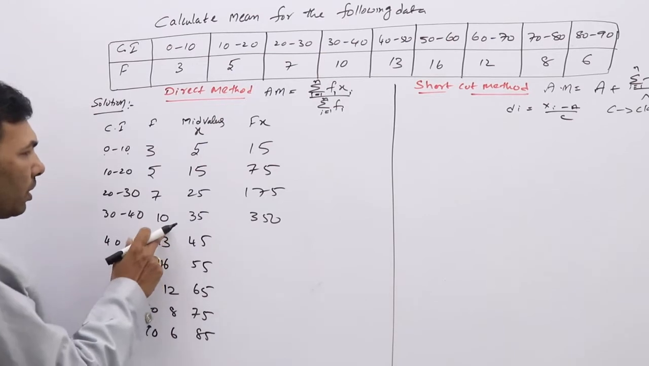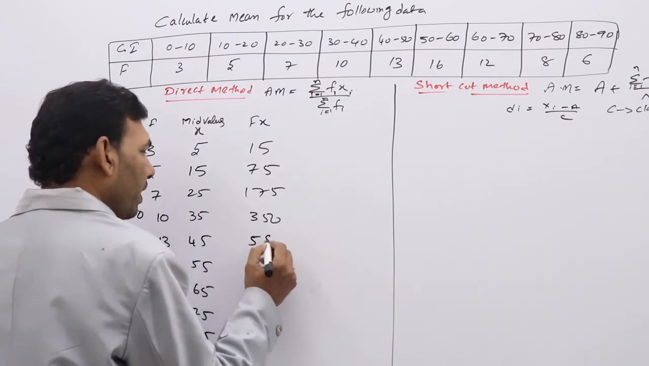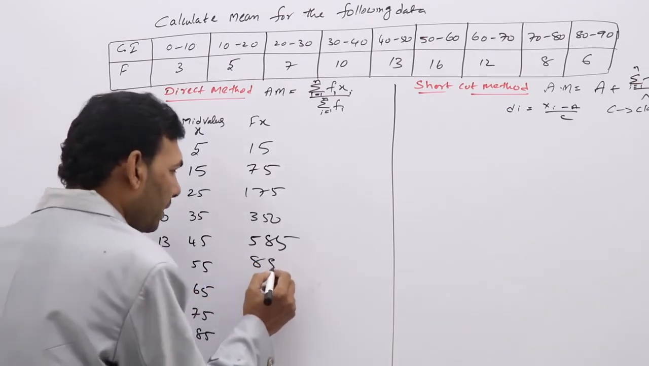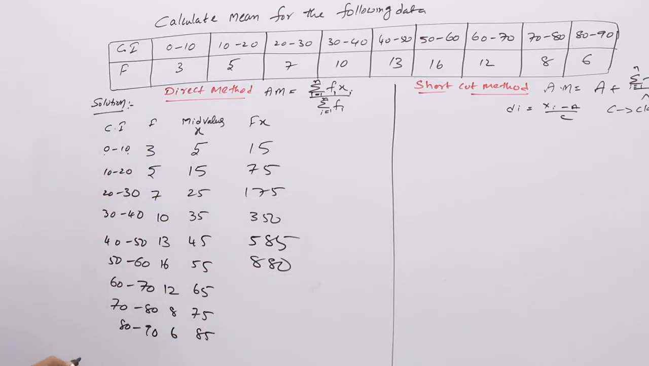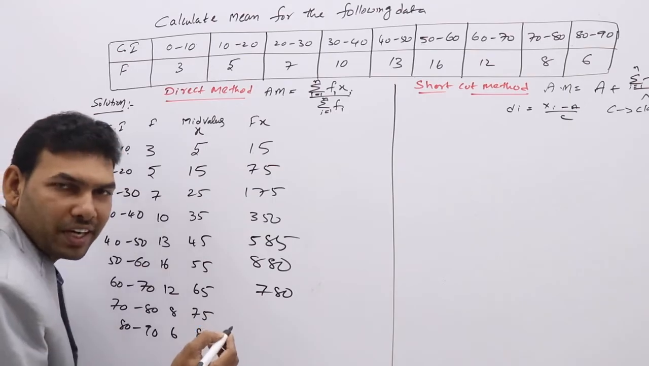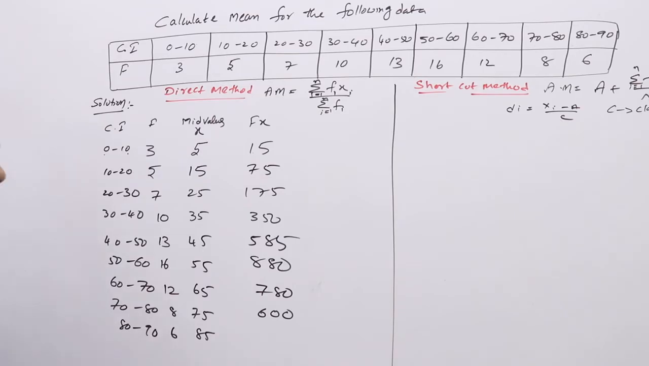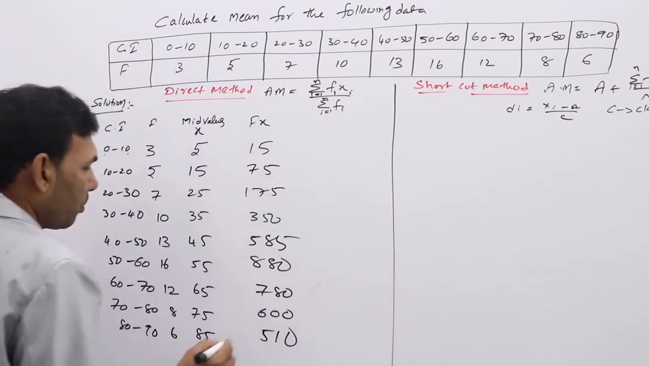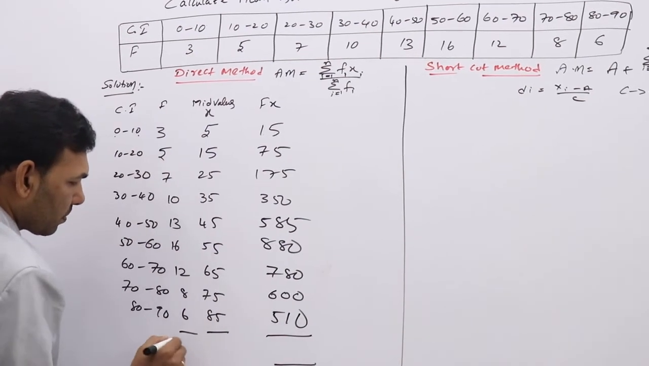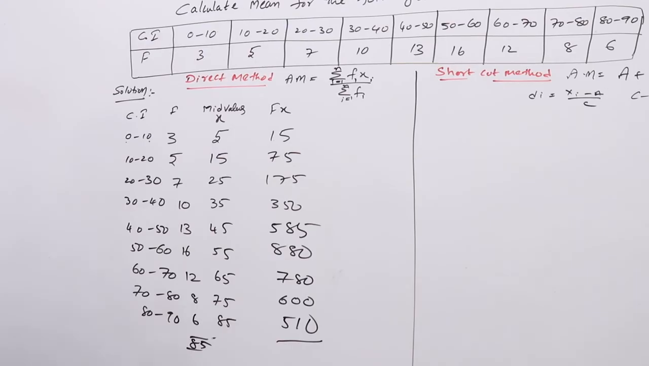So now 10 into 35, 350. 13 into 45, 585. 16 into 55, you need to multiply like this, 880. 12 into 65, 780. Next 8 into 75, 600. 6 into 85, 510. So you need to multiply f and x. Next, find the totals. For m, no need. Add these all using your calculator, and you will get 85.